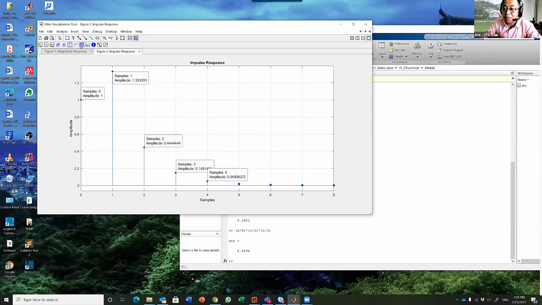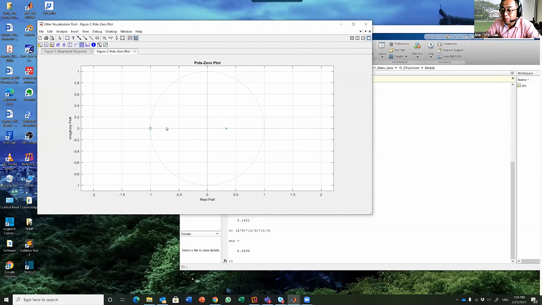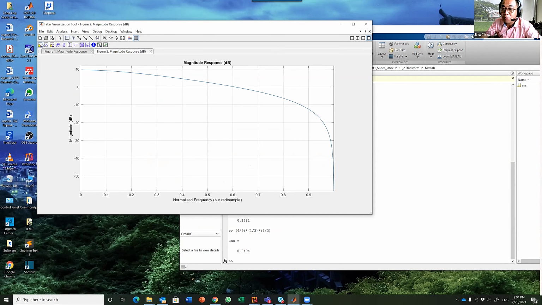So remember, this is our system. I always remember this system is correct because I look at the pole at 0. I look at the magnitude response. When you press this magnitude response, where is omega equals 0? Omega 0 is here. This is 0 pi radian per sample.